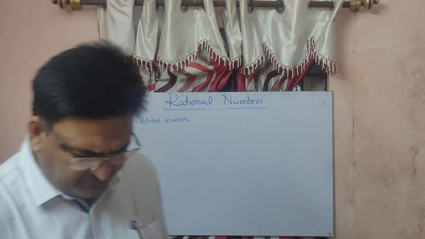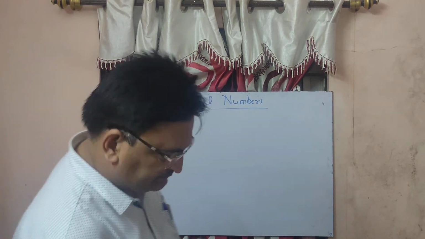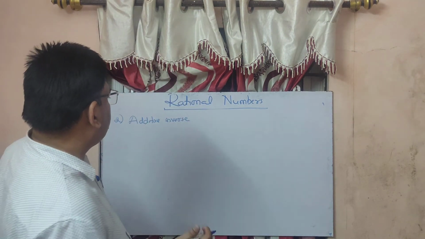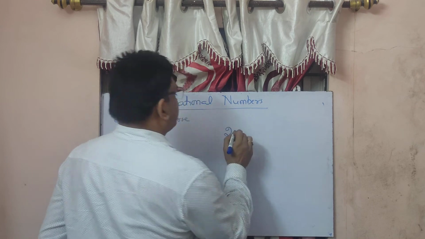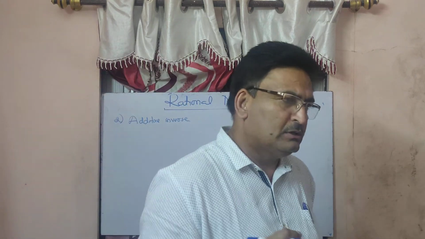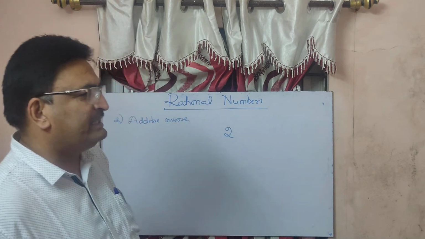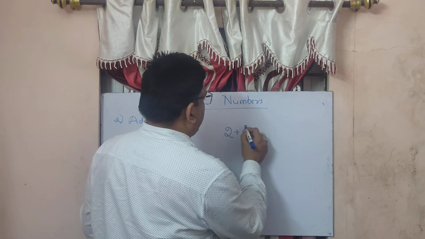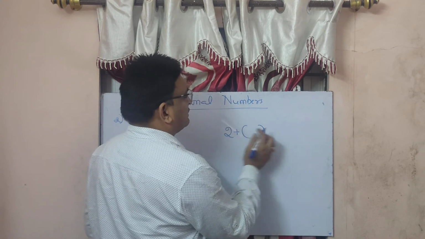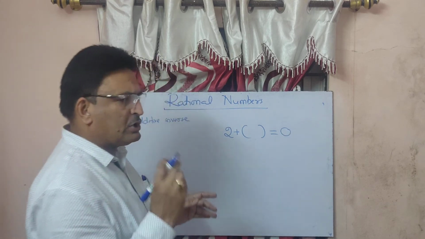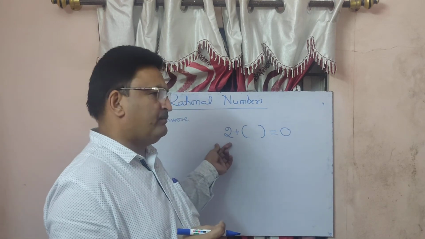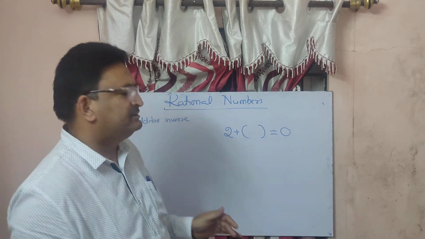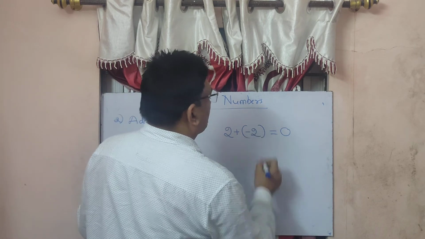The whole meaning of the additive inverse is, for example, if a number is there, 2, and you wanted to find out the additive inverse of this 2, it means what should be added to this number to get 0. What should be added to the given number to get 0? That is simple, that is minus 2.